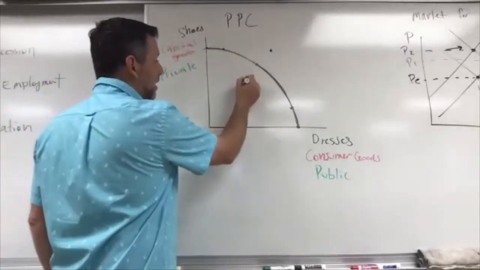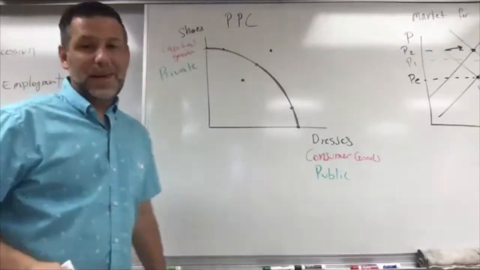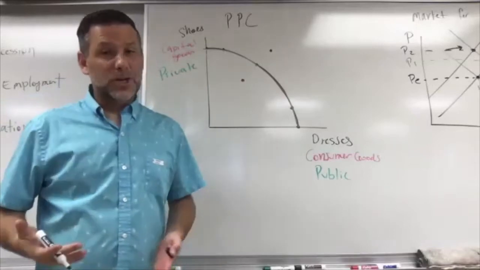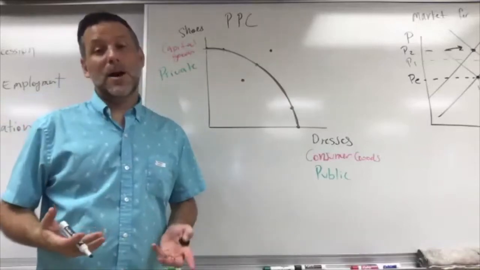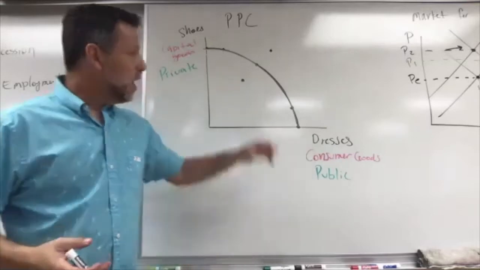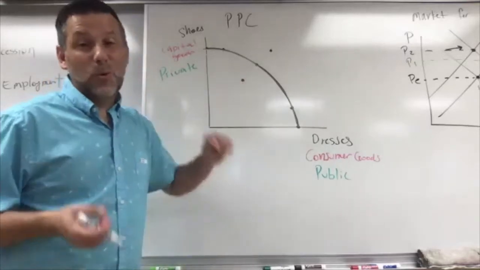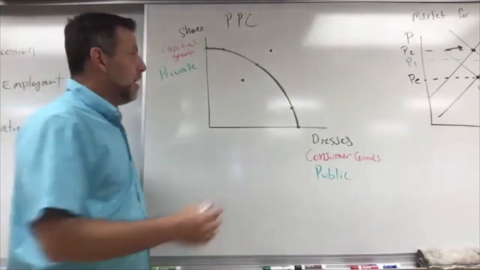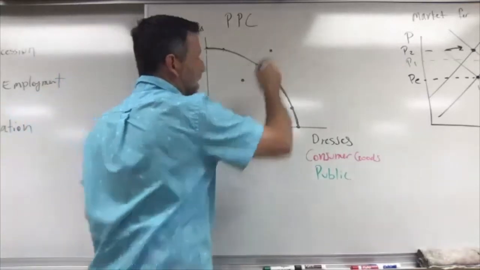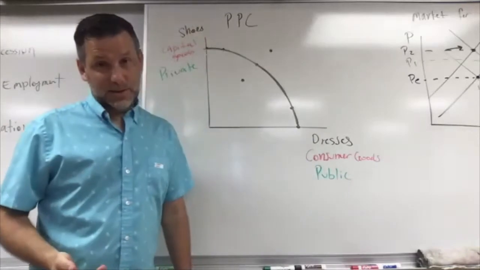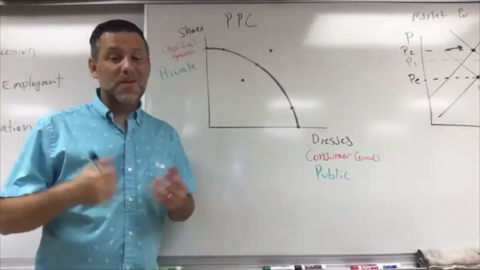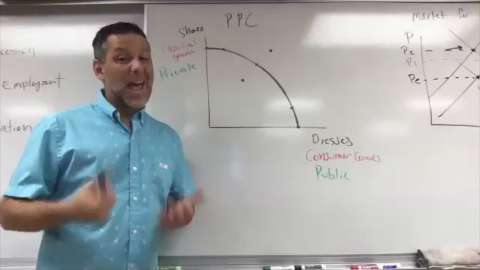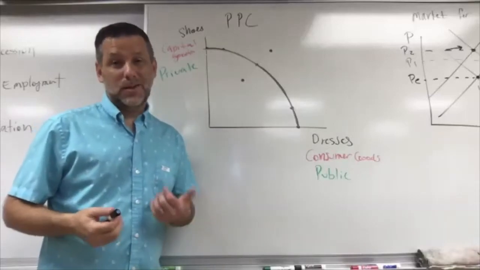This point right here would be an underproduction. That's really bad for our economy. If we're using our resources, but we're underproducing, that means we're wasting some of our resources. We're not being efficient. If we're out here, that means we're overproducing, that we're trying to do more than we're capable of, and it's going to end up hurting us eventually in the long run.